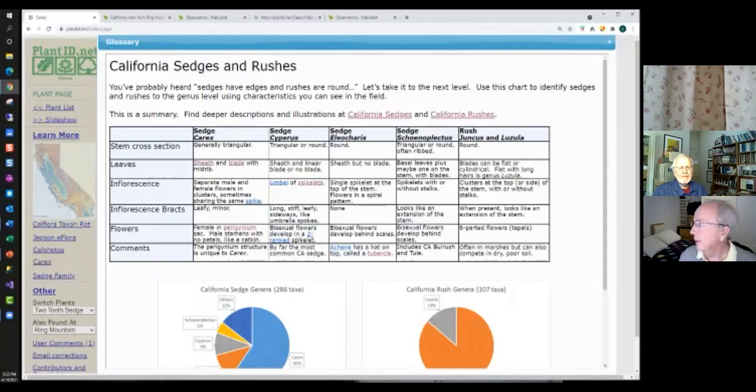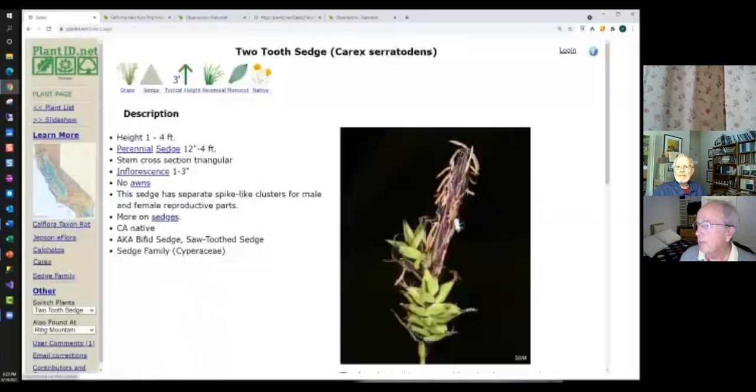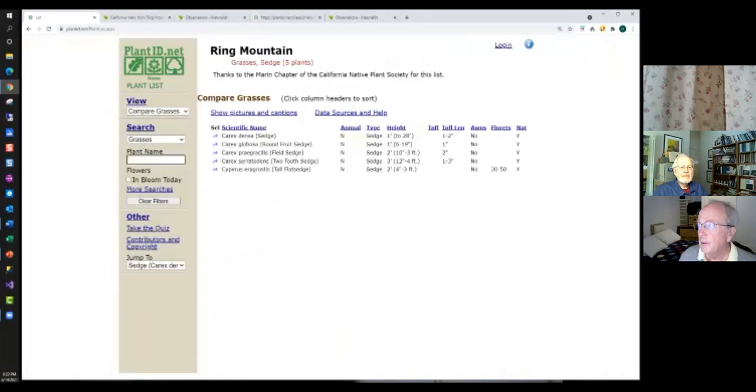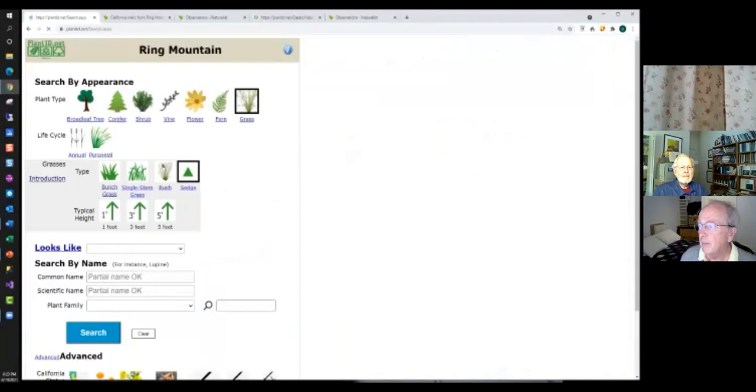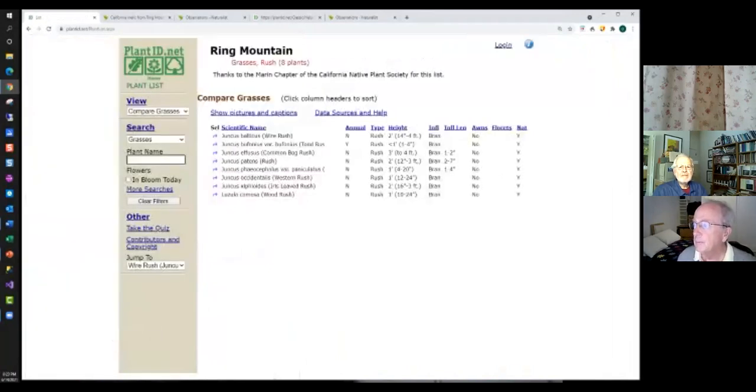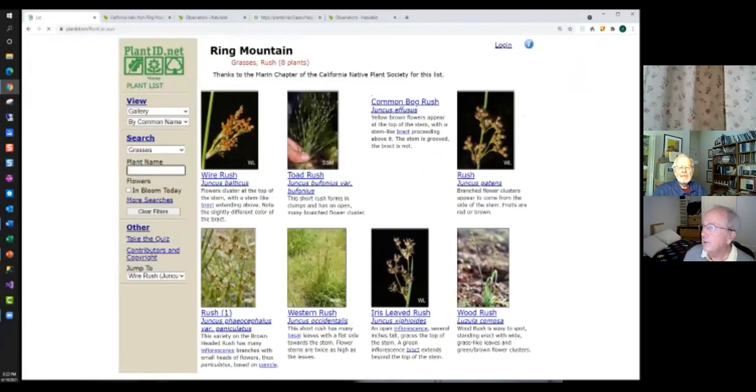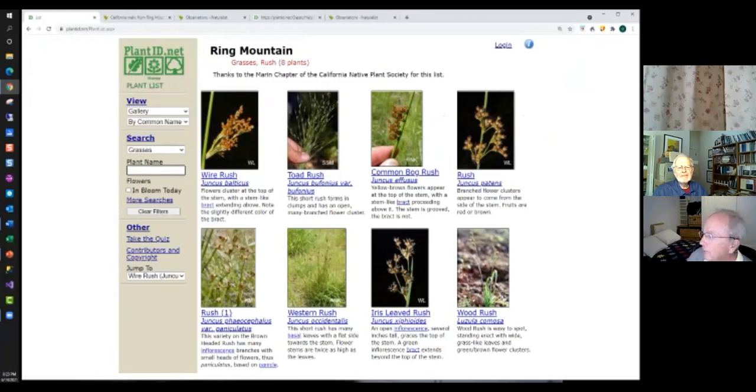I'm going to back off now and talk about rushes. So we'll go to the plant list and we'll change, in more searches, we'll go from sedges to rushes. And we'll start learning about a rush. I like this gallery view because you can see a lot of different grasses all in one picture. This is all 8 rushes that you will find on Ring Mountain. And I'm going to focus in on the wire rush this time.